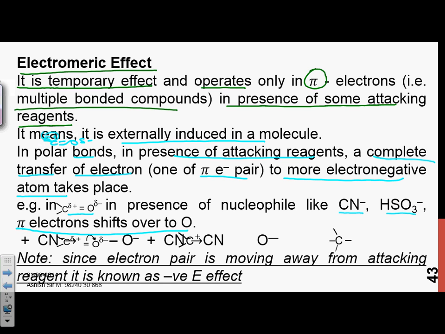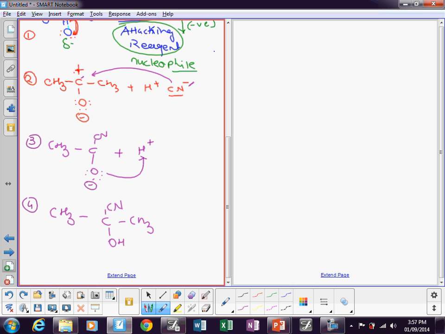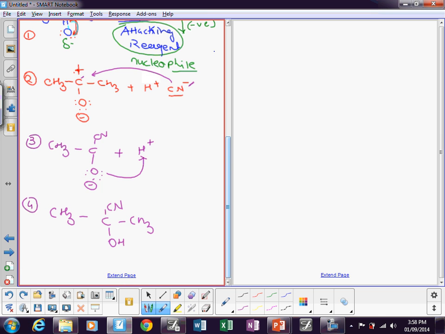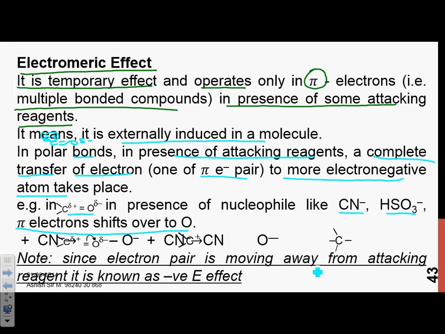By the way, note that since the electron pair is moving away from the attacking reagent, you saw this, the attacking reagent is attacking here and the electron pair is going away from it, in the opposite direction, then that is known as the negative electromeric effect, the negative E effect. Is it understood?